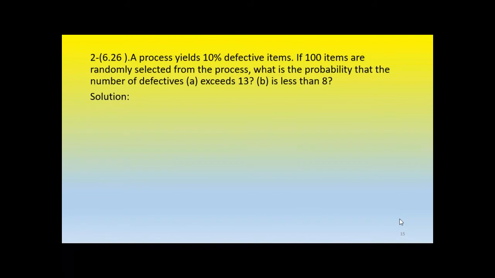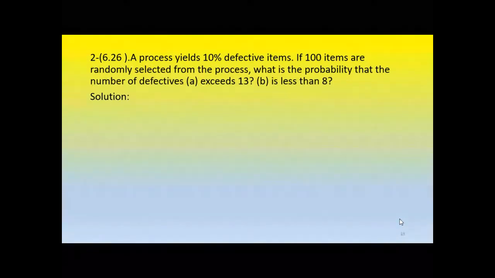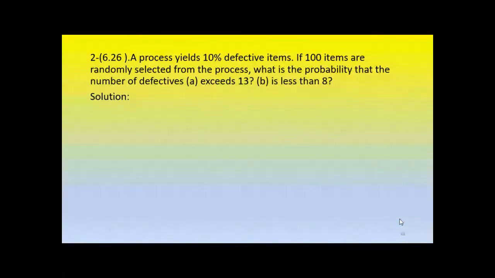The process yields 10% defective items. 10% gives you the probability of success, small p, and n is 100. If 100 items are randomly selected from the process, what is the probability that the number of defectives exceeds 13 or is less than 8? So greater than 13 and less than 8. Let's do it.